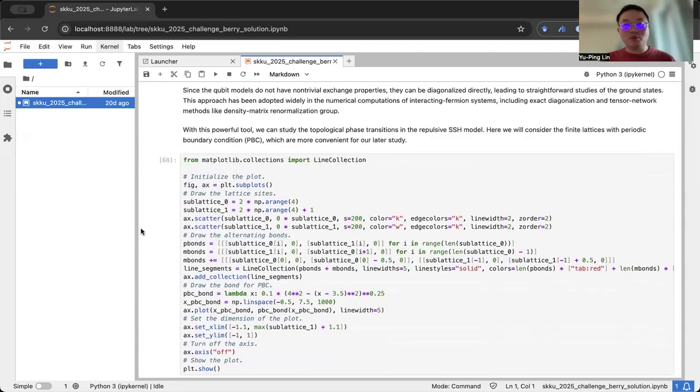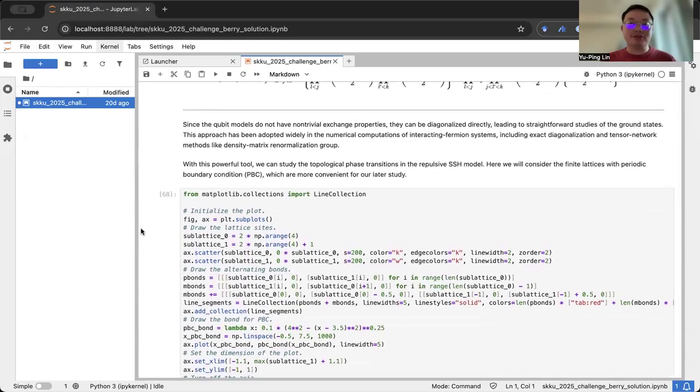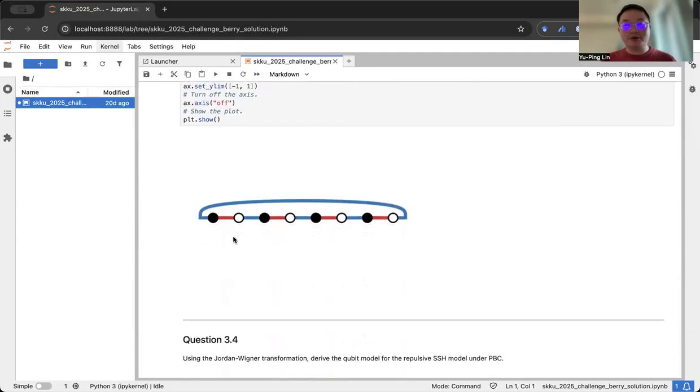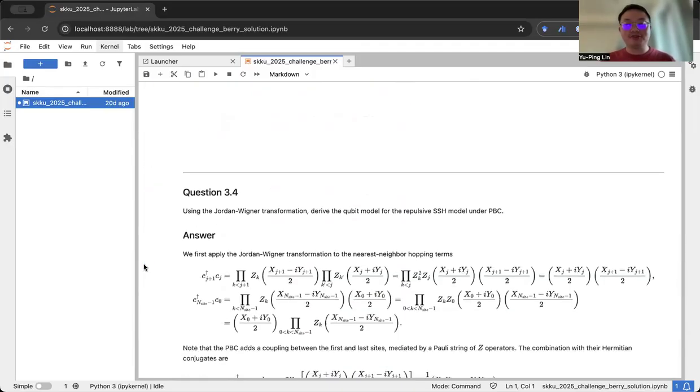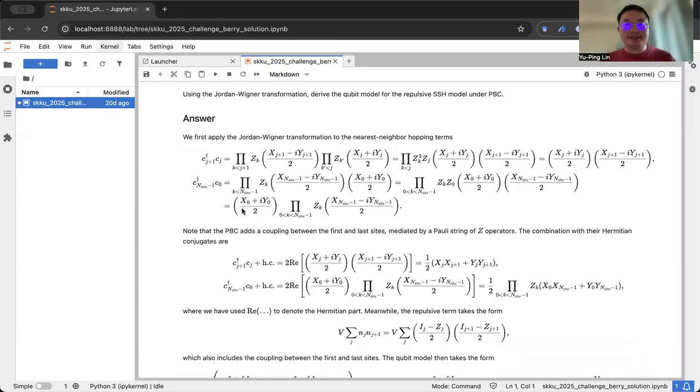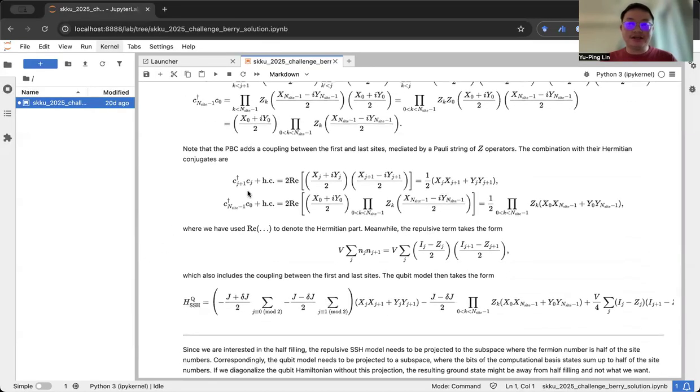Now we can obtain the qubit Hamiltonian from the fermionic Hamiltonian. So we want to transform our fermionic model, the SSH model, to a qubit model. Here we will consider a periodic boundary condition model, where we connect the first and the last sites of the SSH model. Question 3.4 asks you to derive the qubit Hamiltonian of this periodic model. The important result is that the nearest neighbor hopping will be transformed into nearest neighbor XX and YY couplings, and the nearest neighbor repulsion will be transformed into the nearest neighbor ZZ coupling.